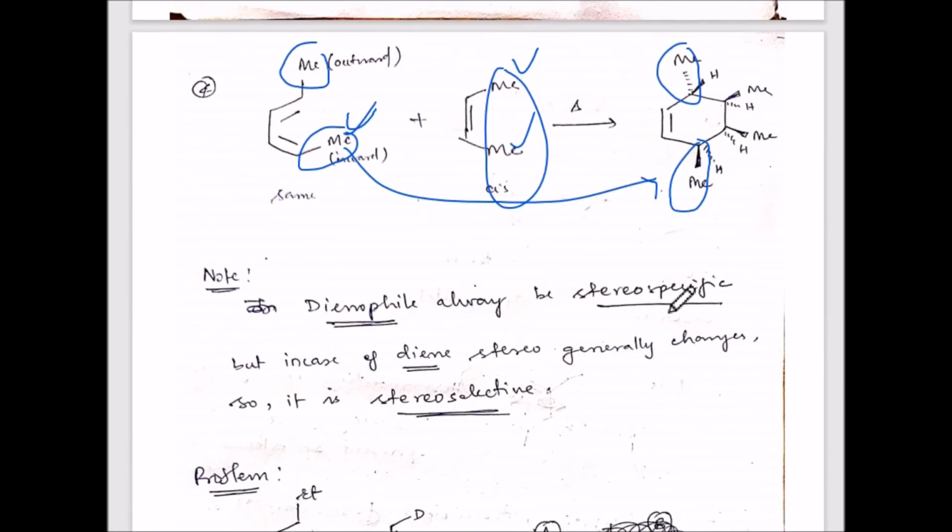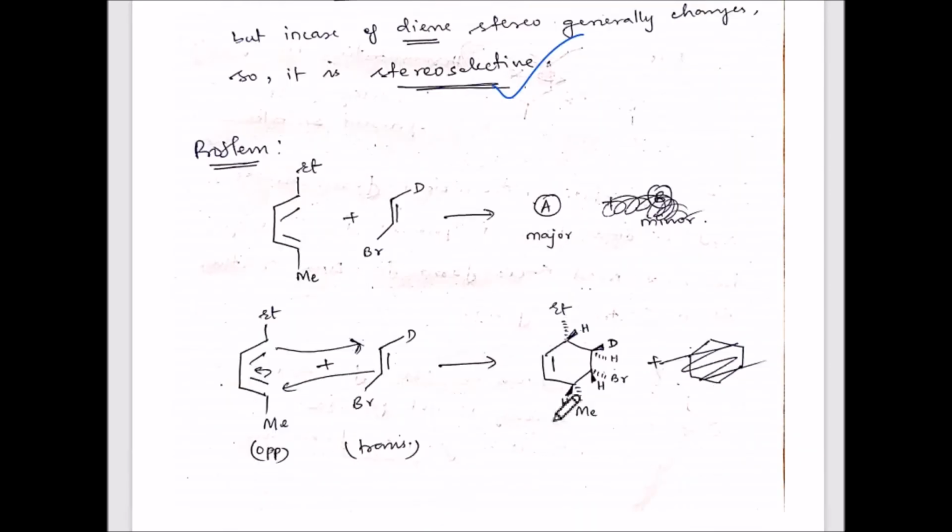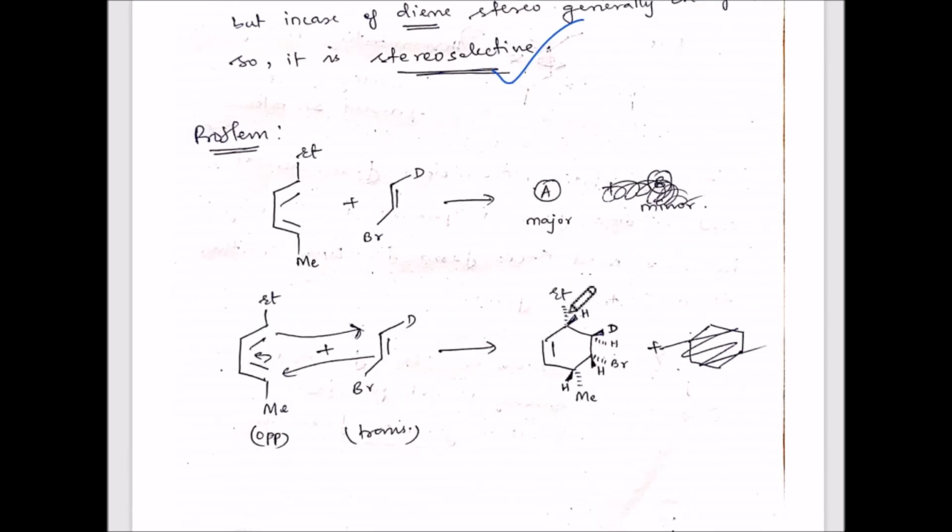So see here, the dienophile will always be stereospecific, but in case of the diene, the stereochemistry generally changes, so it is stereoselective. So why do we call it stereoselective? The stereochemistry is generally changing for the diene, so it is highly stereoselective. This is what you have to understand here.